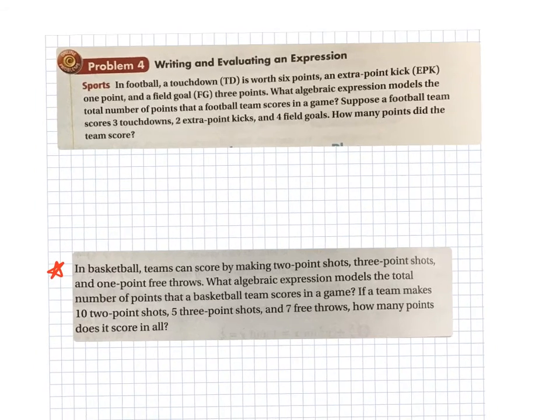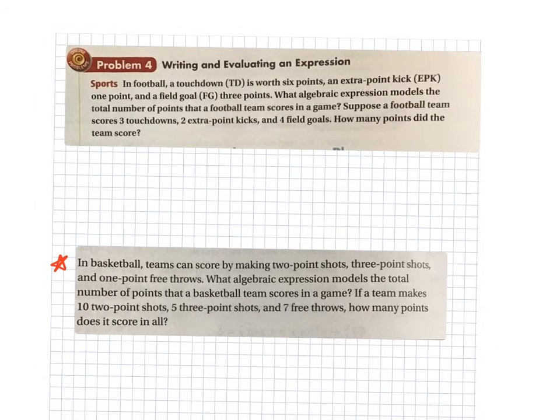Okay, so now we're going to start with word problems, and we're going to be writing and evaluating expressions. So we're just going to take these slow. Let's read through this and see if we can write an expression for this and then evaluate it. So in football, a touchdown is worth 6 points, an extra point is 1, field goal is 3. So what algebraic expression models the total number of points a football team scores in a game?